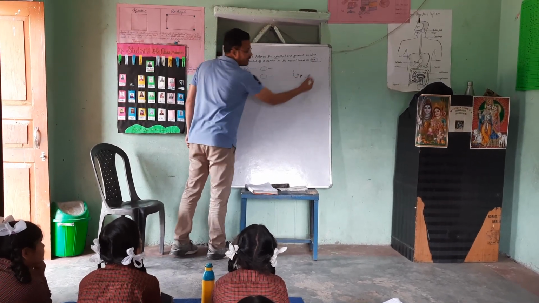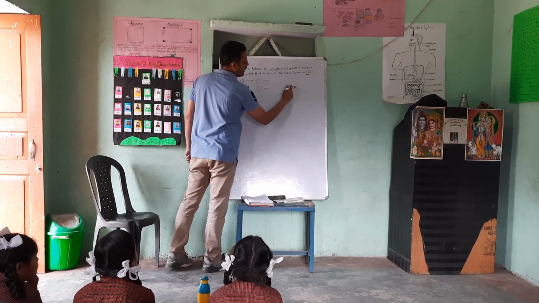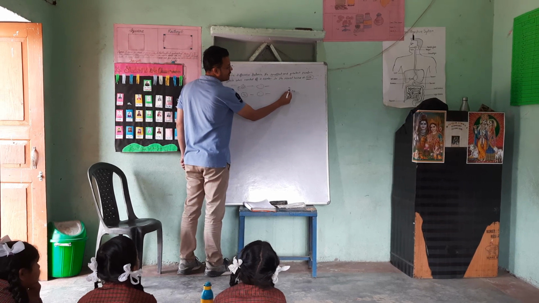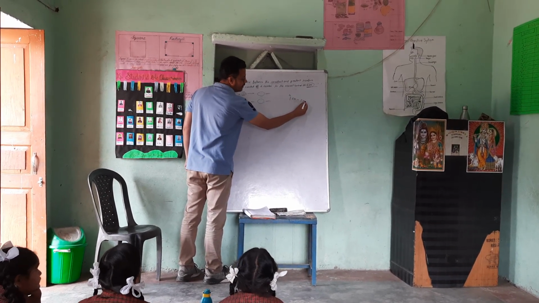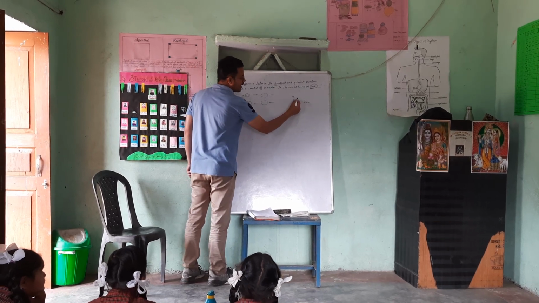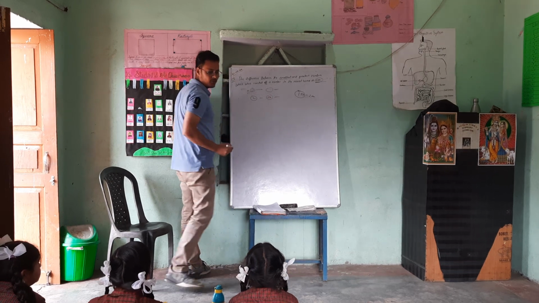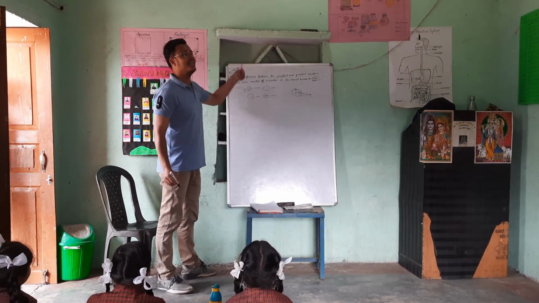But you need the nearest hundred as 200. So more than 149 is how much? 150. Now let's check it. The tens place is 5, so you can add here. So the answer will be 200. So what is the smallest number now? 150. This is the smallest number, the least number. Now you have to find out the greatest number.